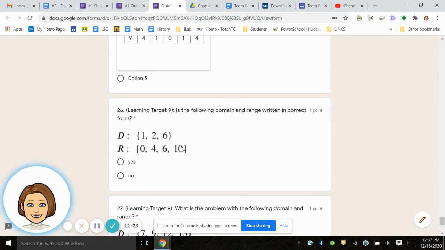Number 26, is the following domain and range written in correct form? So again, remember, you have to remember the 3 rules. Is this in correct form? So the domain 1, 2, 6, and the range 0, 4, 6, 10. Thinking of the 3 rules, do these match? Yes, it's in correct written form, or no, it's not.